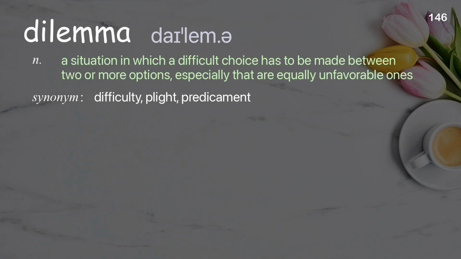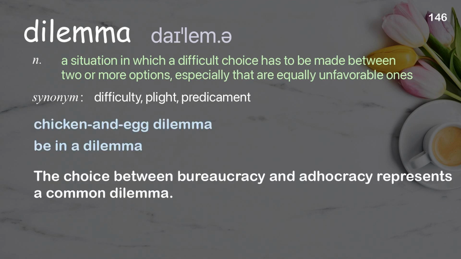Dilemma. A situation in which a difficult choice has to be made between two or more options, especially equally unfavorable ones. Examples: Chicken and egg dilemma. Be in a dilemma. The choice between bureaucracy and adhocracy represents a common dilemma.